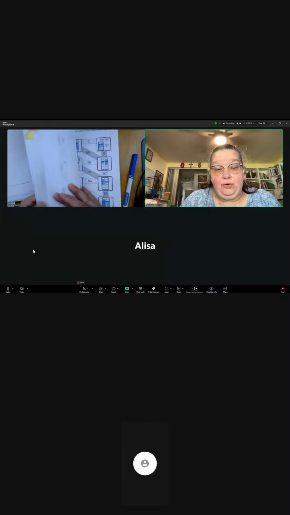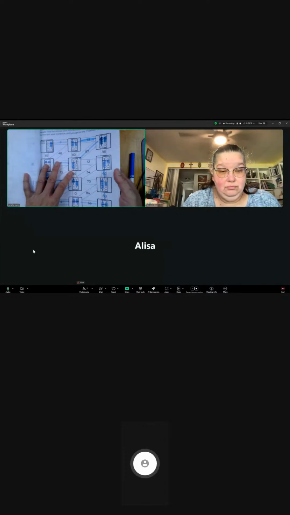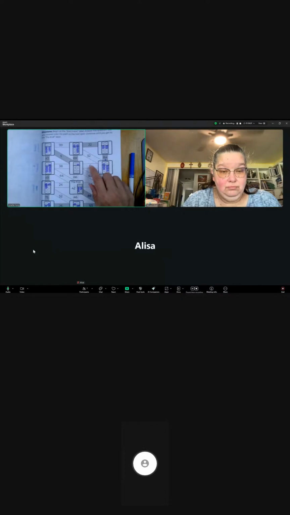I've got to set up the other side. I was going to have her do this one, and then do the reverse one. Then she's going to have to color it in.